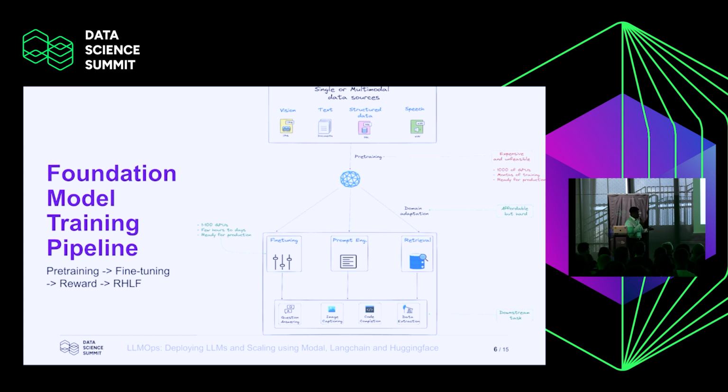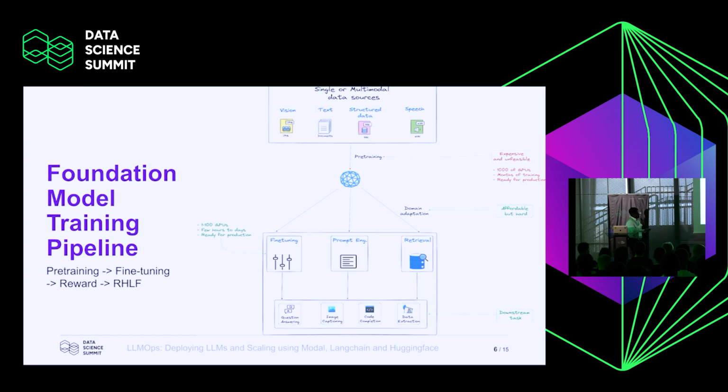So with just prompt engineering, you can persuade the model to behave a certain way. And this can help us achieve our final goal here, which is our downstream task. Usually you would have question answering, image captioning, code completion, data extraction, and so on.